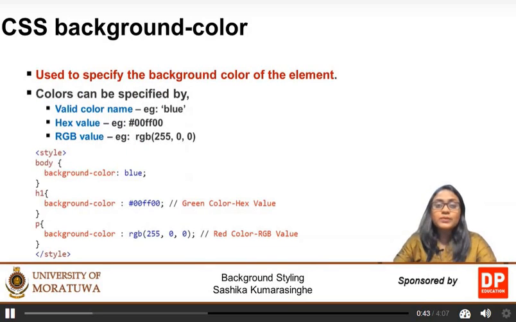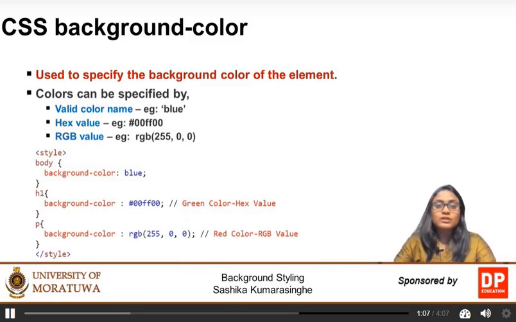The background color property is used to specify the background color of the HTML element. You can specify the color in different ways. You can use the valid color name, for example, red, blue, green, and etc. Also, you can use hex value, RGB value, and so on.